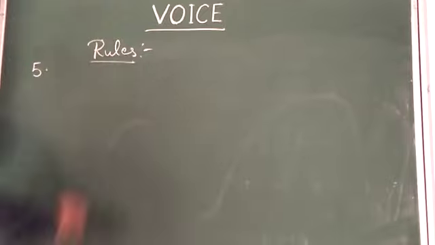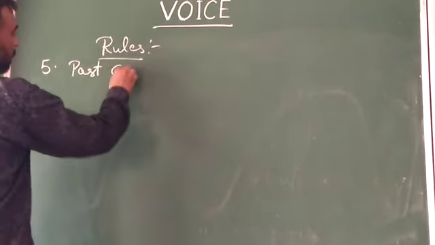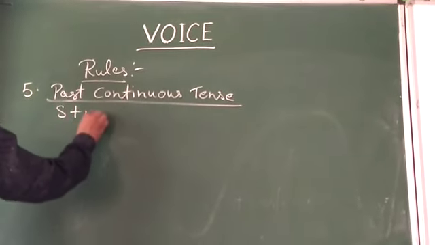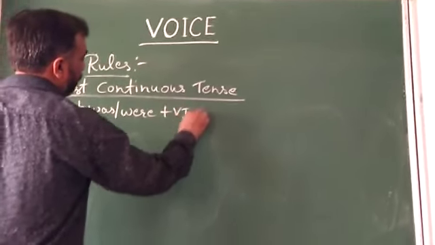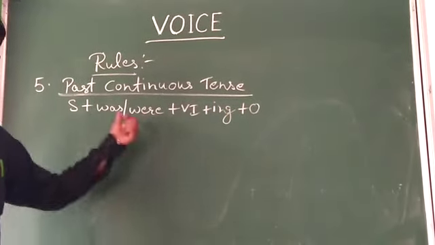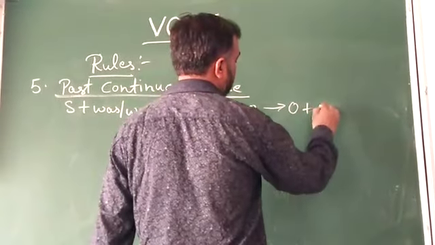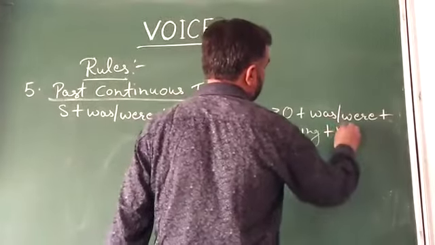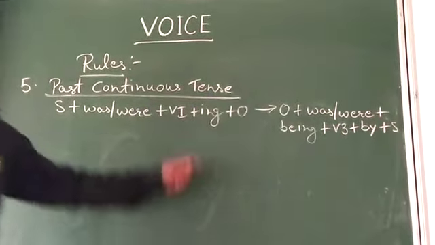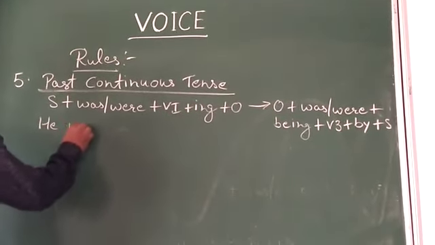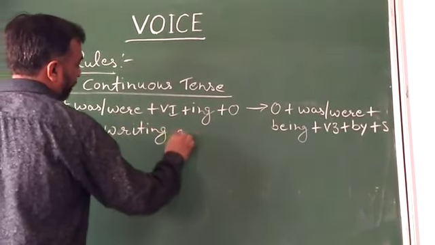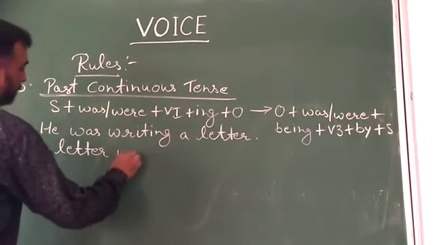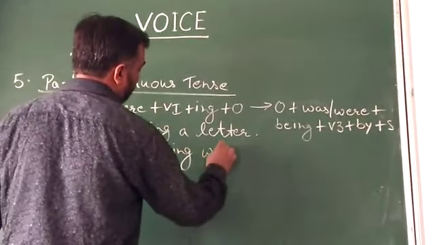Okay. Now, rule number 5. Past continuous tense. The structure of past continuous tense: subject plus was/were plus first form plus ing plus object. This is the active structure. What is the passive structure? Object plus was/were plus being plus third form plus by plus subject. So this is the passive structure. An example, he was writing a letter. This is an active sentence. What is the passive sentence? A letter was being written by him.